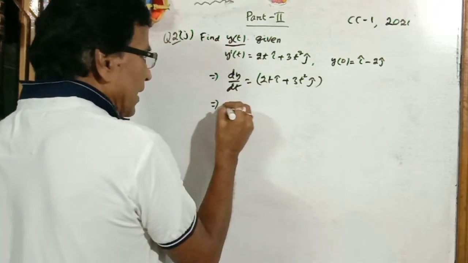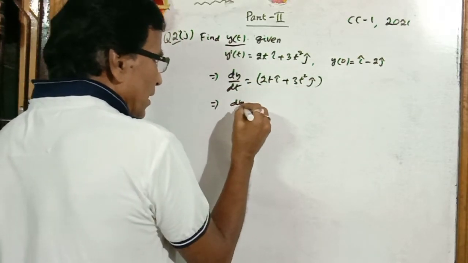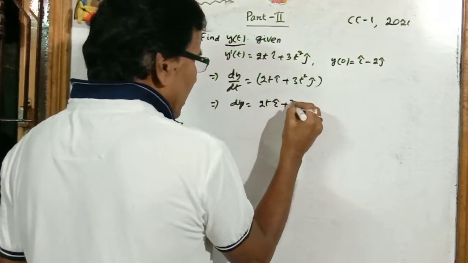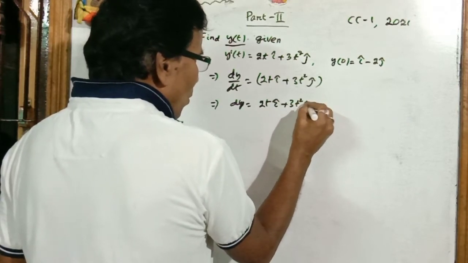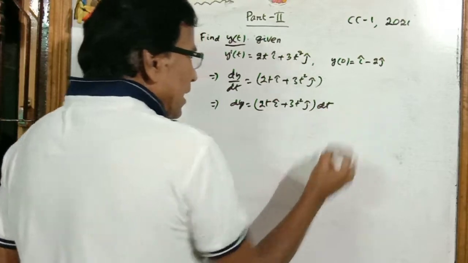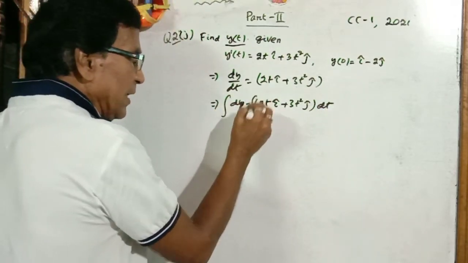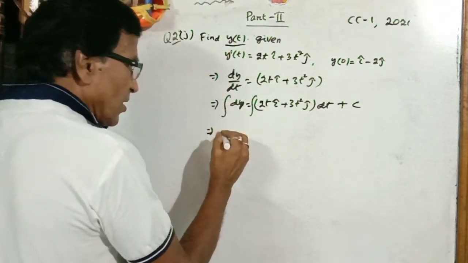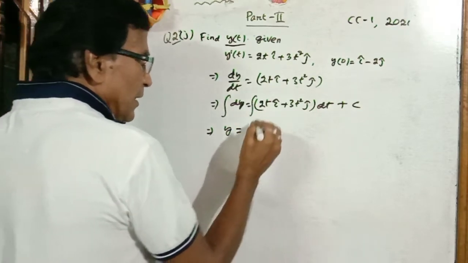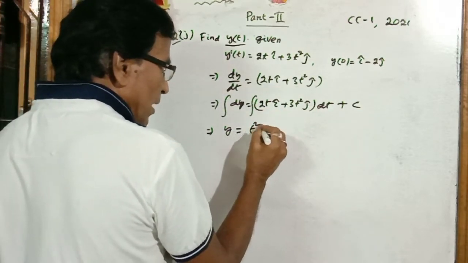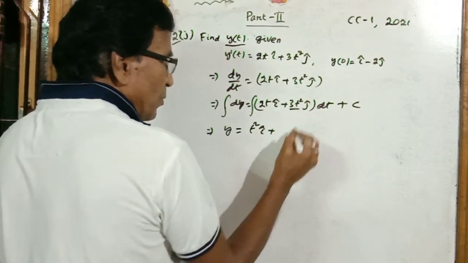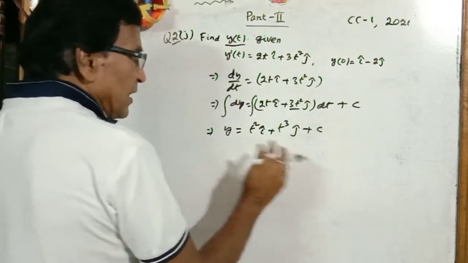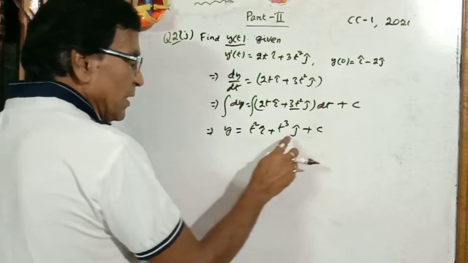So from here we are getting that dy is equal to 2t i cap plus 3t square j cap whole into dt. Now on integrating both sides, adding a constant of integration c, the integration of dy is equal to y, and the integration of 2t is t square into i cap plus the integration of 3t square, that is t cube, into j cap, plus c. So this is the solution y of t.